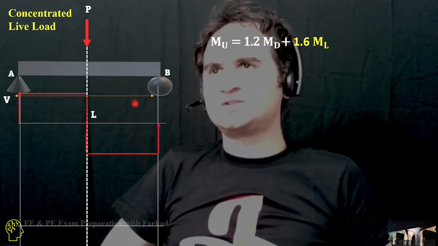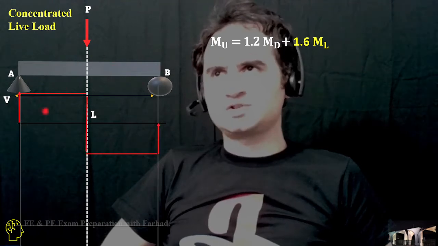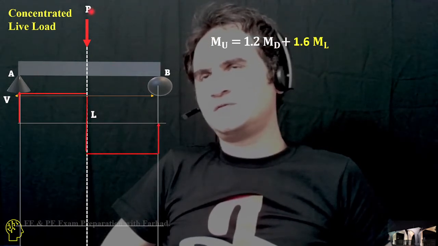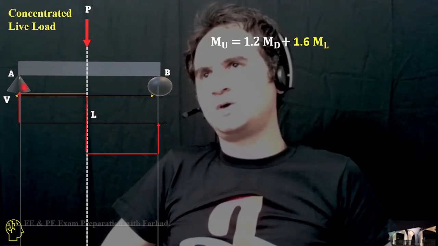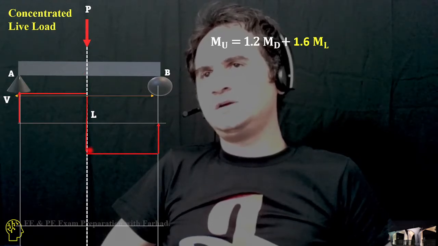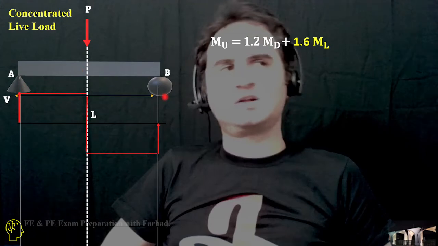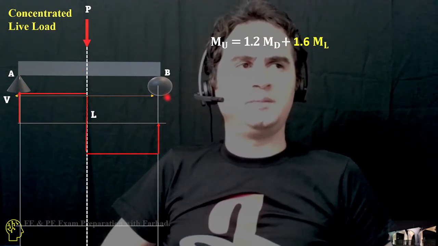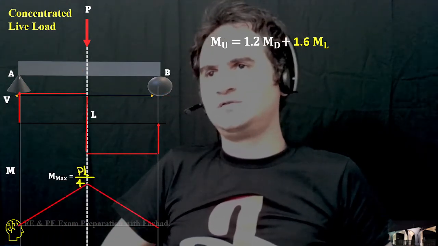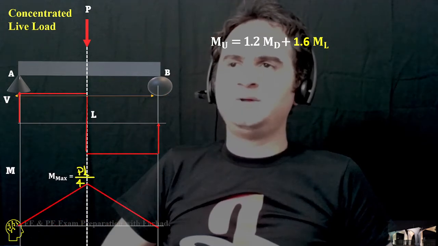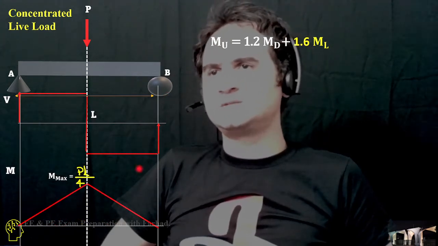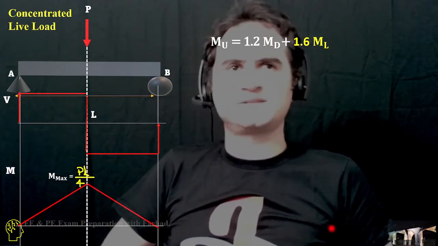This is the shear diagram. Whatever P is, it goes up by P over 2 at the support, drops down by the amount of P, and climbs up by P over 2 to reach 0. If you calculate the maximum moment, M is P times L over 4.